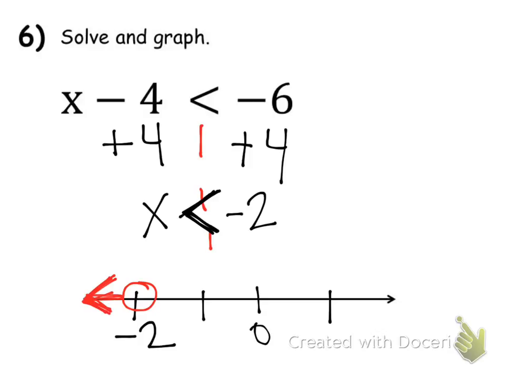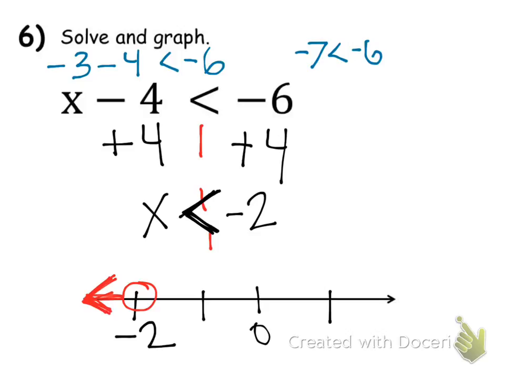Now, some students always say, like, well, how do I know if I'm right? Well, very good question. What is a number that would be in this shaded region? A negative number. Negative what? -3, someone said. So if you want to see if this is right, pick a number from the shaded region and put it in the original inequality. What is -3 minus 4? Is -7 less than -6? It is. So you know you did it right.